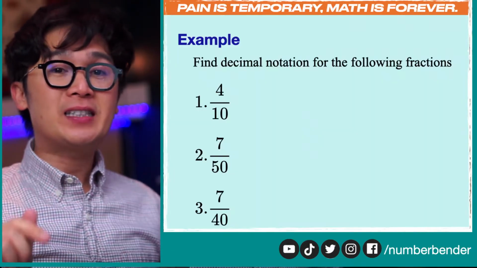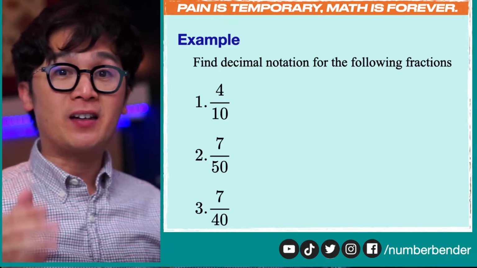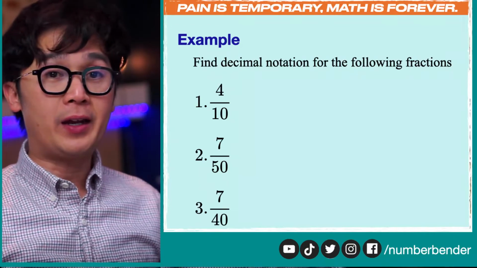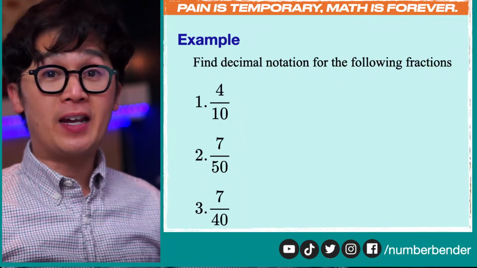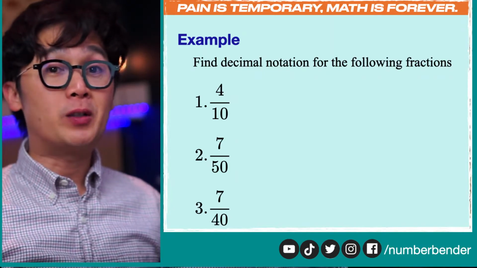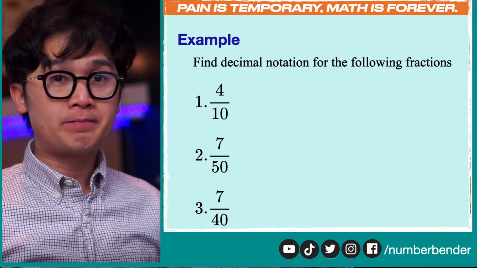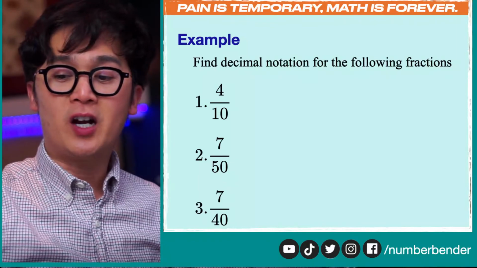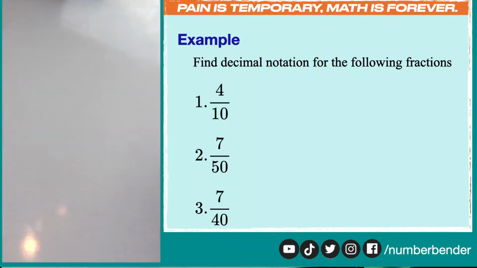So let's see if we can use this technique to convert 4 over 10, 7 over 50, and 7 over 40 into percent form or decimal form. So let's start with the first one. We have 4 over 10.